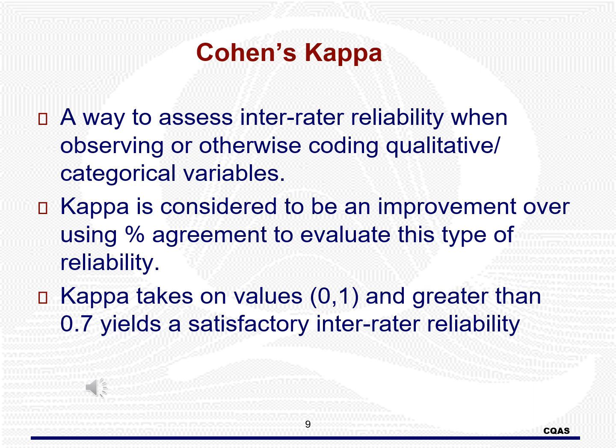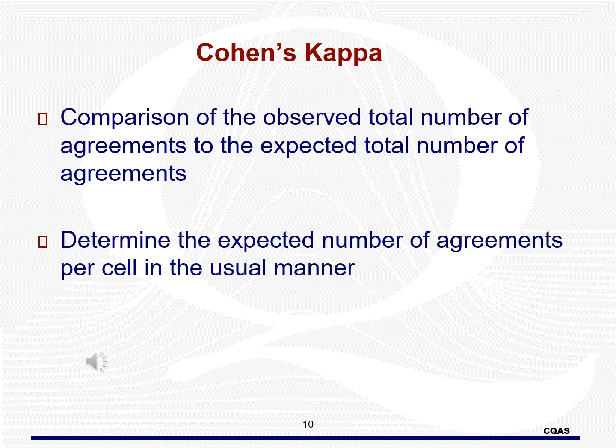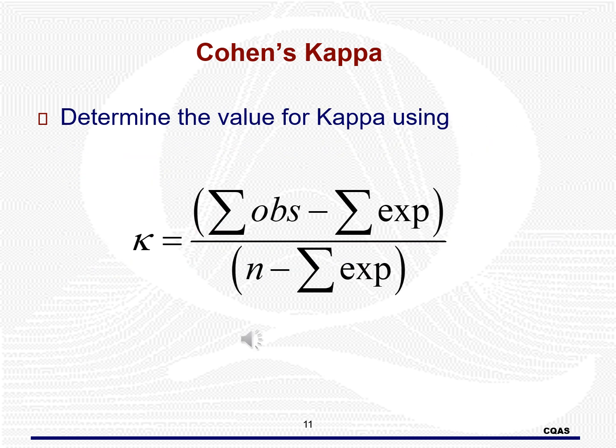Kappa takes on values between 0 and 1. We consider a value greater than 0.7 as a satisfactory inter-rater reliability. We calculate the value for kappa by comparing the total observed number of agreements to the total expected number of agreements. This is very similar to how we find the components for the test statistic for the chi-square test for independence. We will determine the expected counts in the same manner that we did for the chi-square test for independence. Here is the calculation for kappa. In this case, n is the overall number of observations or counts.